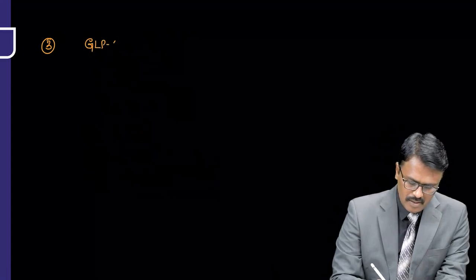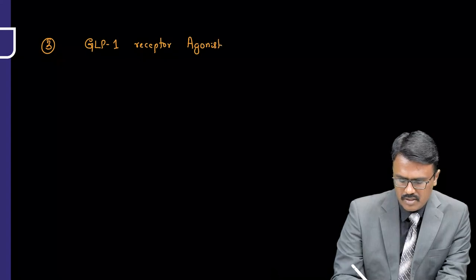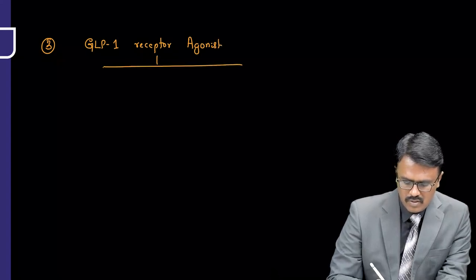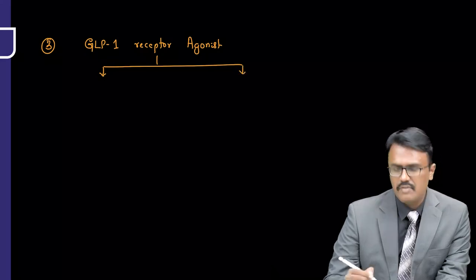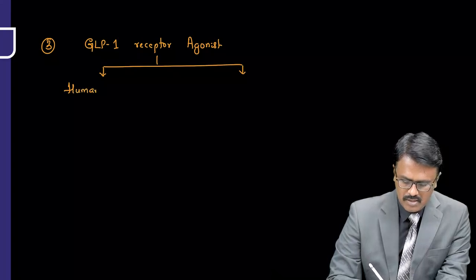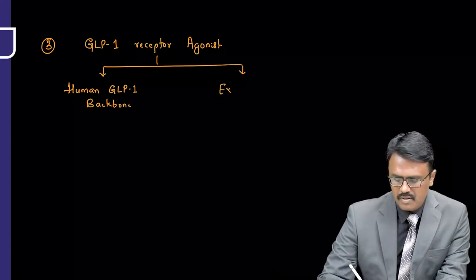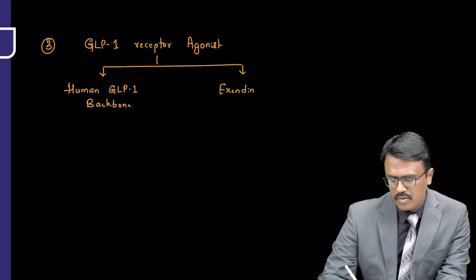So the third target we are going to discuss is called GLP-1 receptor agonist. We have two kinds of GLP-1 receptor agonist derivation. The one is derived from the human GLP-1 backbone. And one more is the derivative of the exendin 4 backbone.